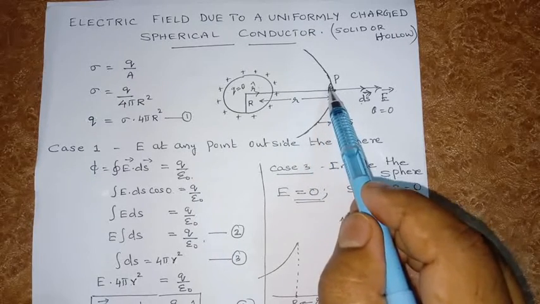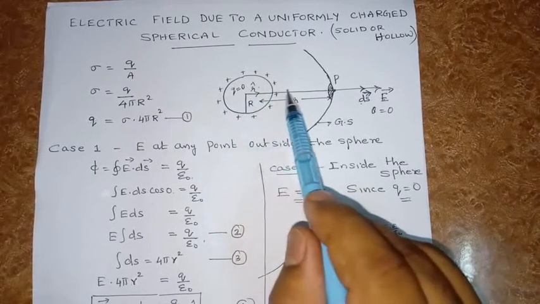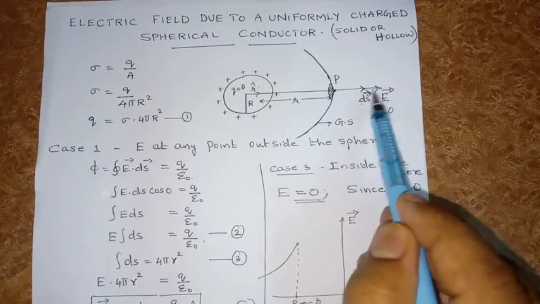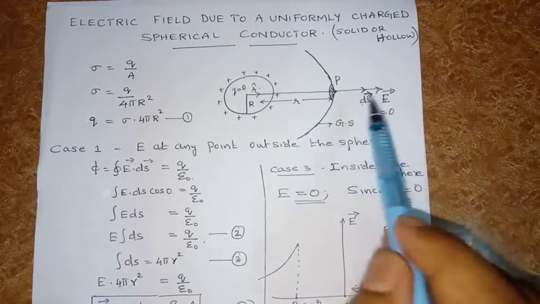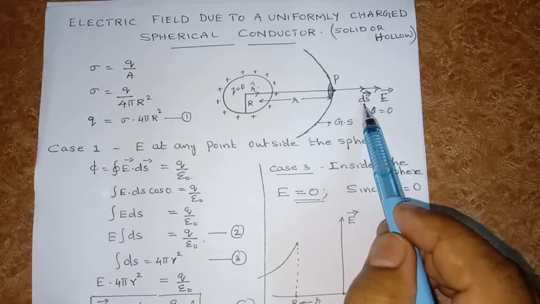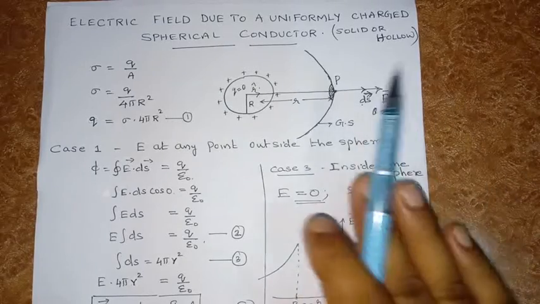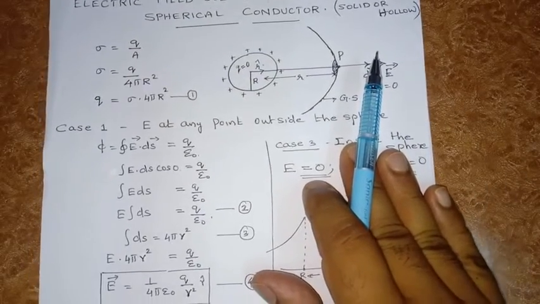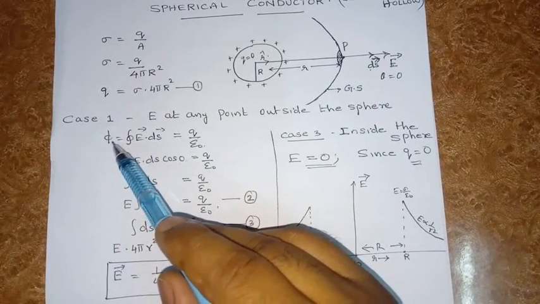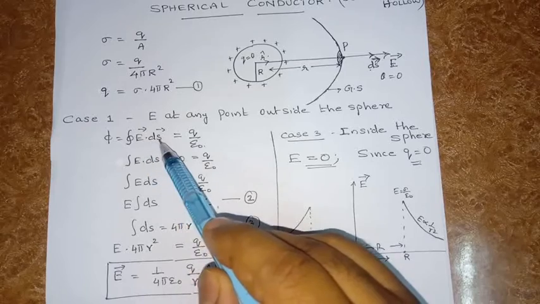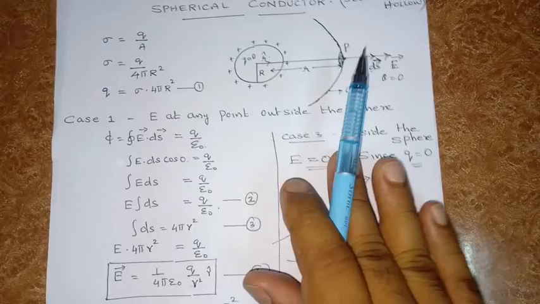Around the point I take a small elemental area ds. This is a positive charge distribution, therefore the electric field direction will be like this, and the area vector also is perpendicular to the surface, that will be like this. So E and ds are parallel to each other, that means theta is equal to 0. There is no angle between E and ds. Now let us apply Gauss's theorem. According to Gauss's theorem, total flux phi is equal to the surface integral of E dot ds, which is equal to Q by epsilon 0.